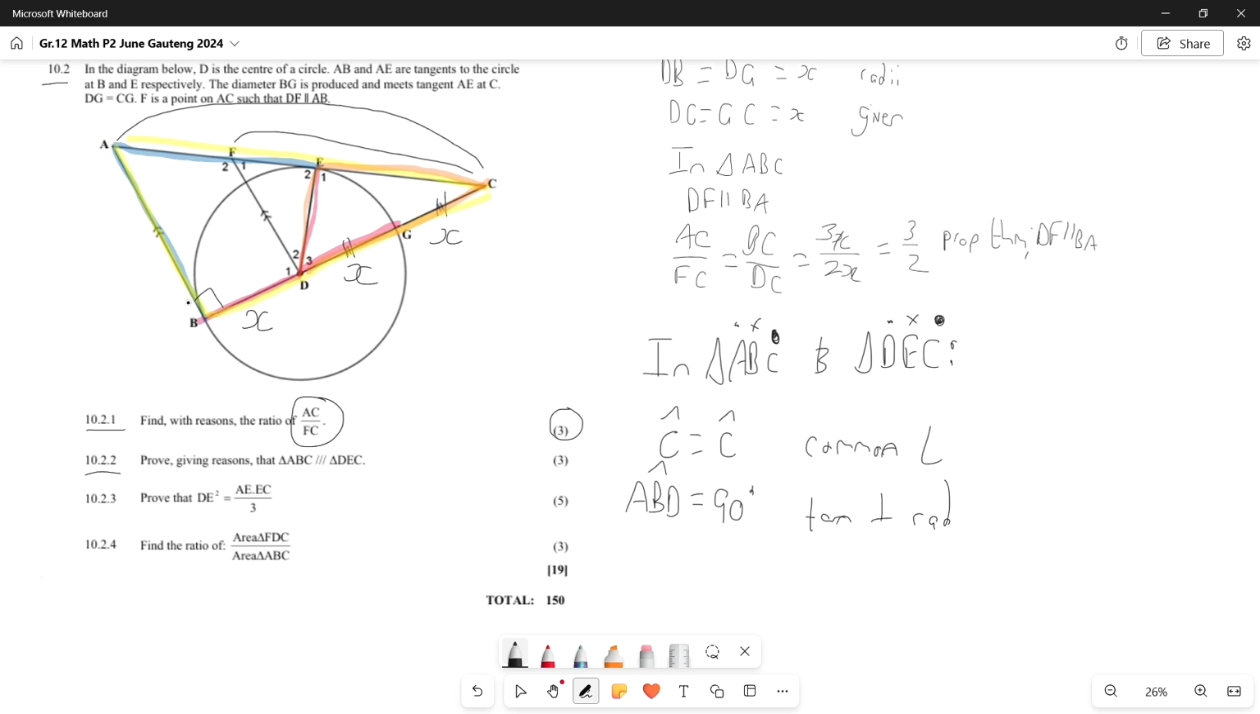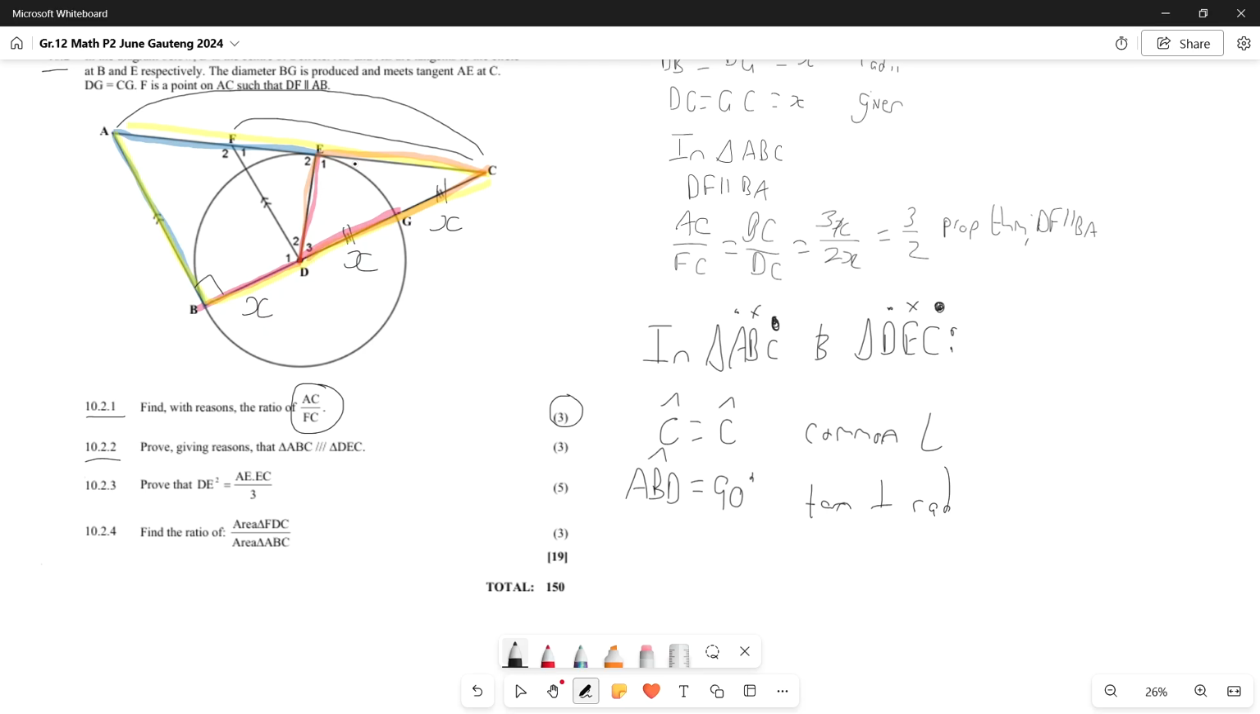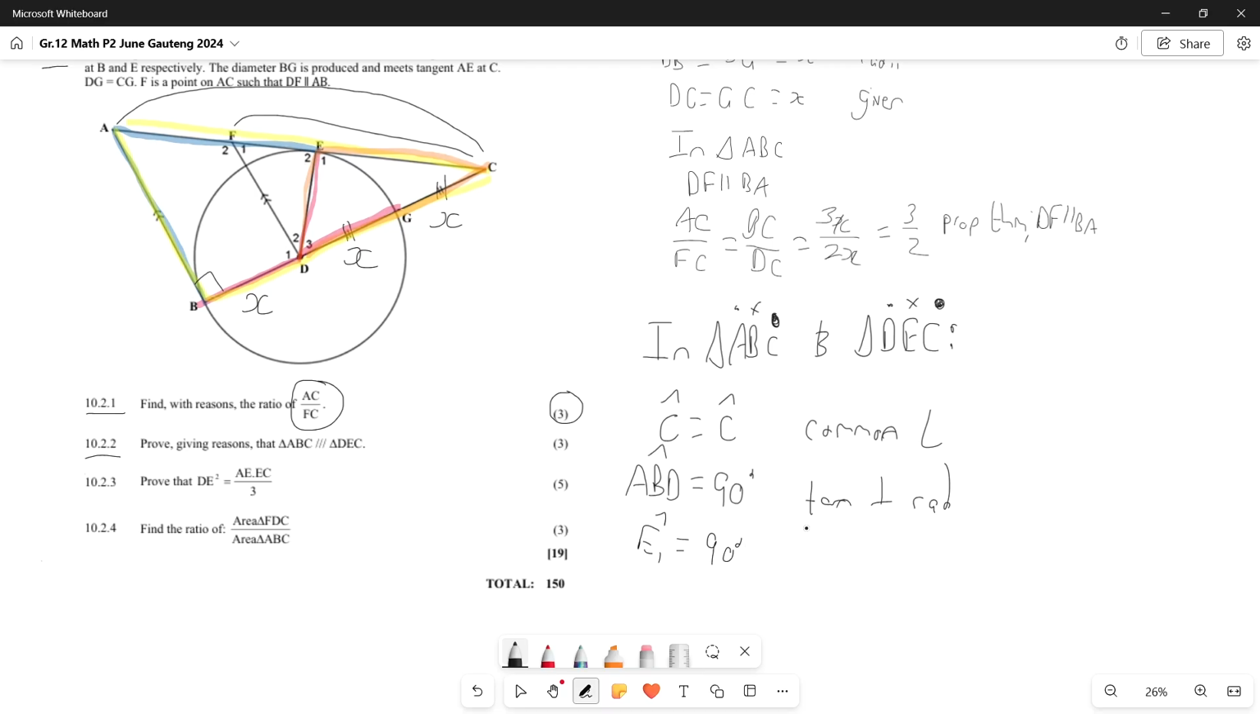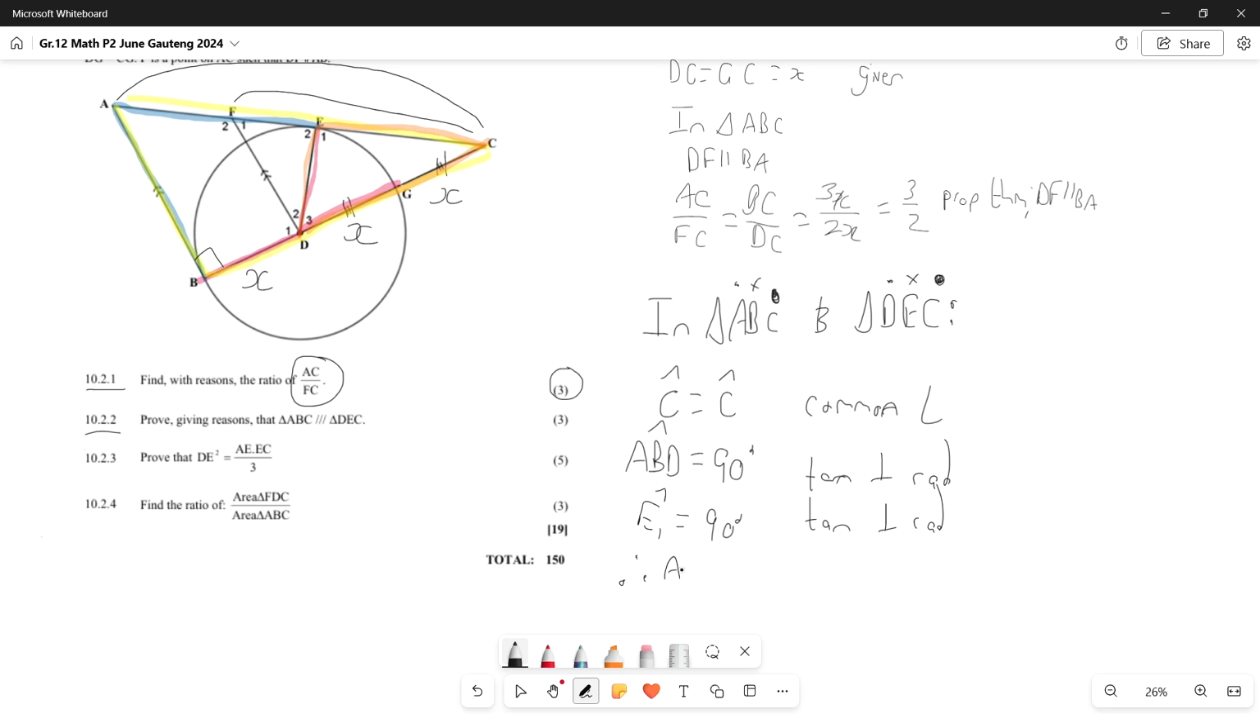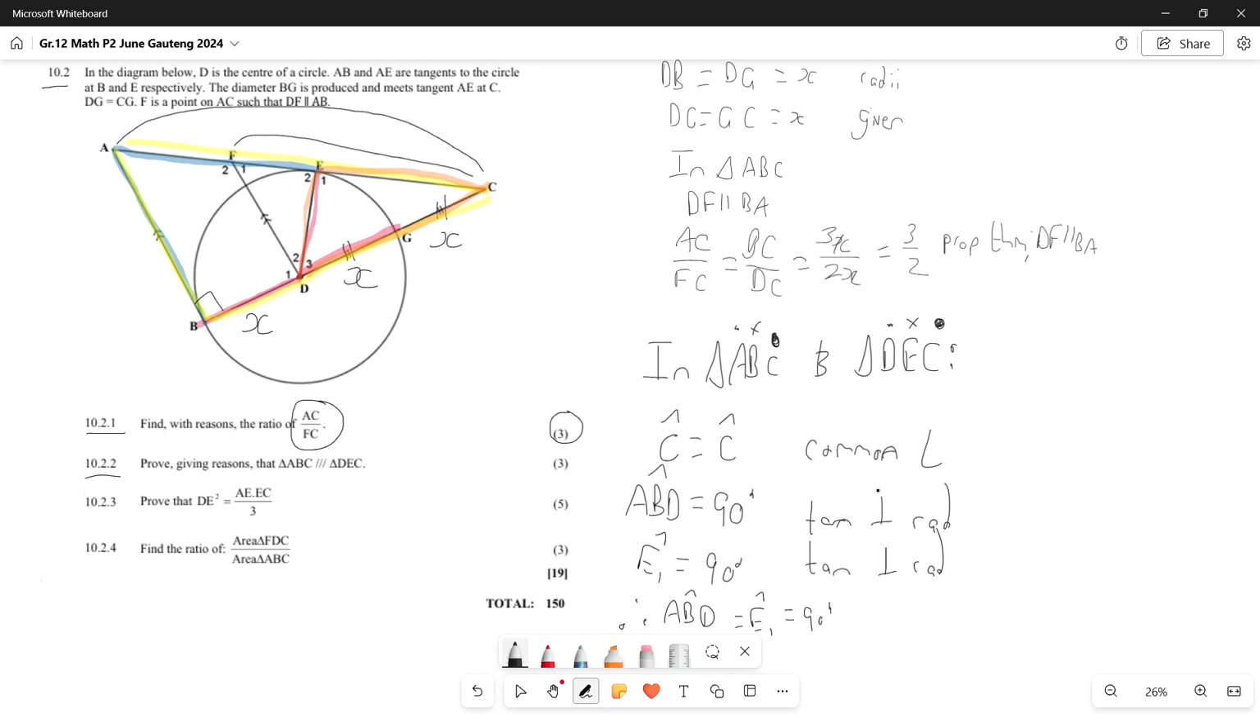And then if we're trying to prove that B equals E1 and we know that they have to be the same, we have to see why E1 is 90 degrees as well. Because E1 is 90 degrees for the exact same reason, because we also have a tangent here, AE, and it is also meeting our red line here, our radii, DE, which means that E1 also equals 90 degrees, also because of tan perp rad. And therefore, angle ABD on angle B there equals E1 equals 90. And this is just proven because of those two reasons we just wrote.